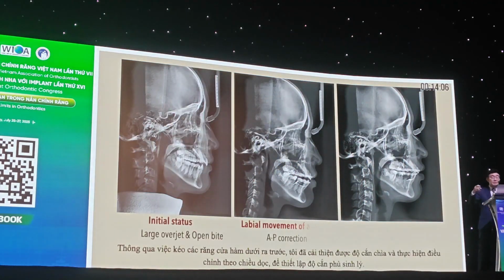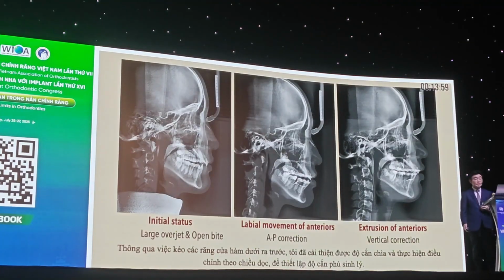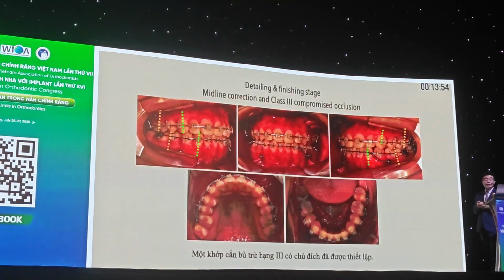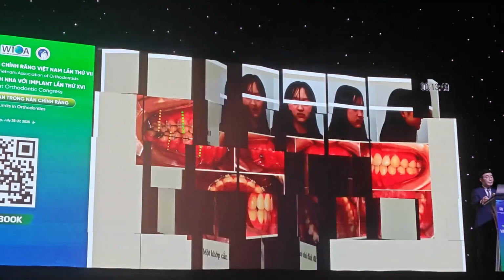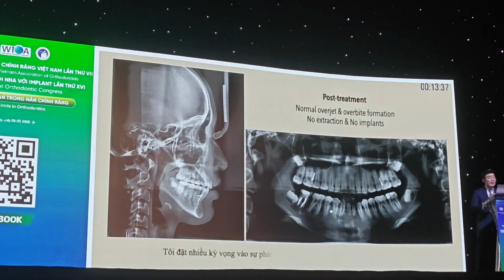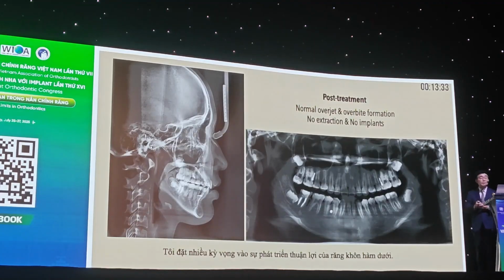By advancing the mandibular incisors, I successfully improved the overjet and made vertical adjustment to establish a normal relationship of overbite. An intentional class 3 compromised occlusion was established. Throughout this process, we maintained a favorable facial appearance while achieving normal overbite and overjet, successfully completing the treatment. I have high hope for the successful development of the mandibular third molars.